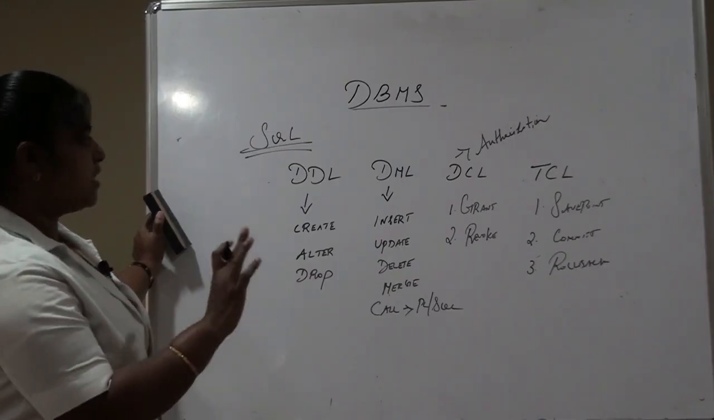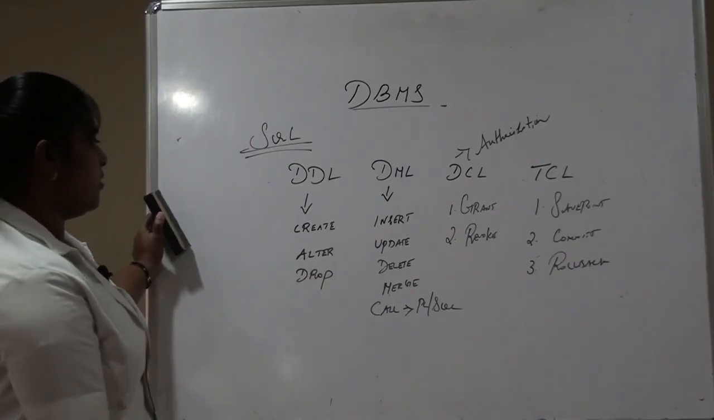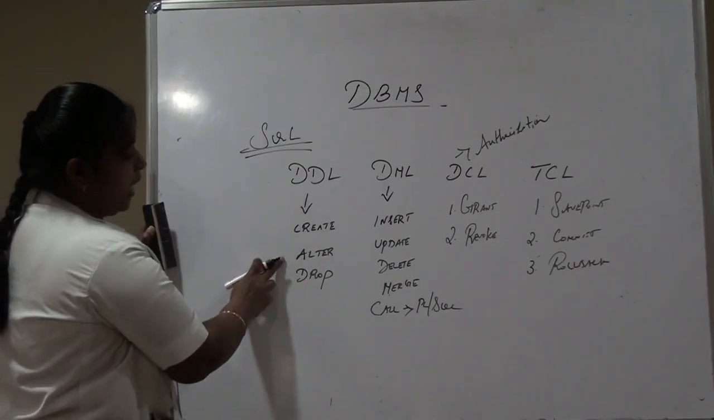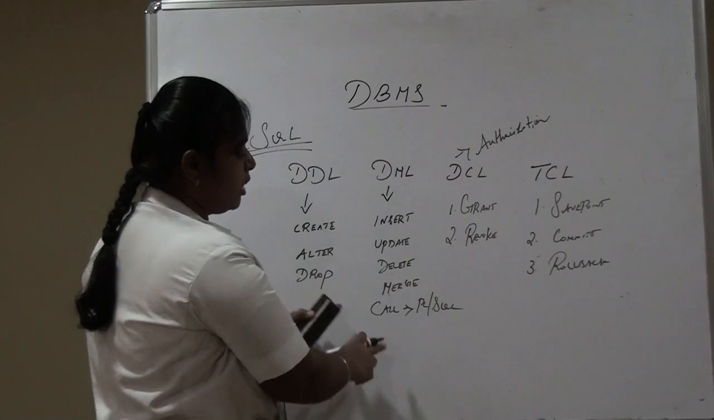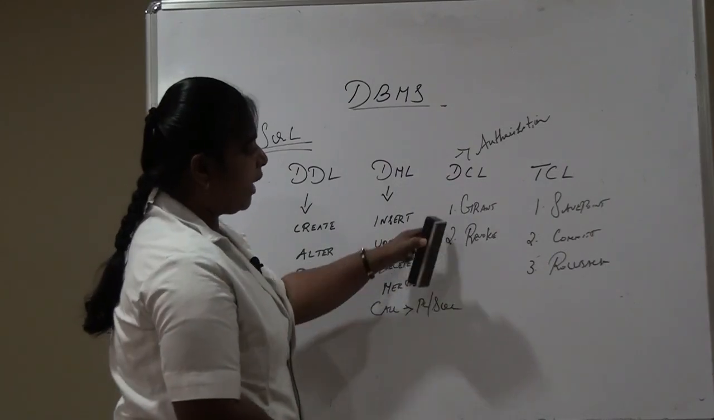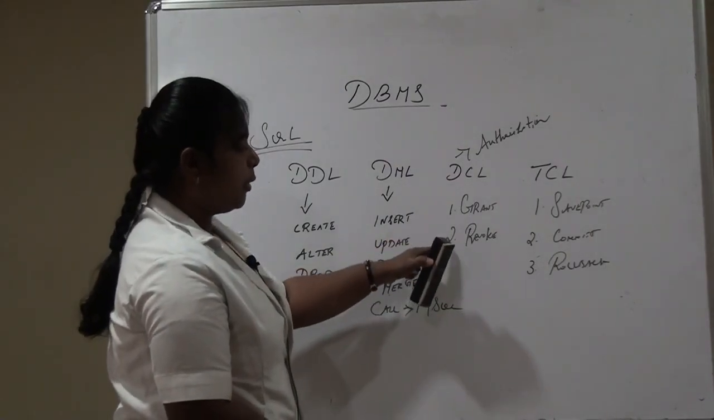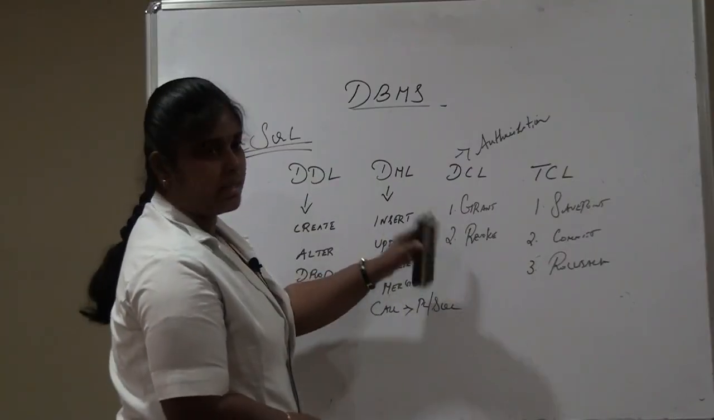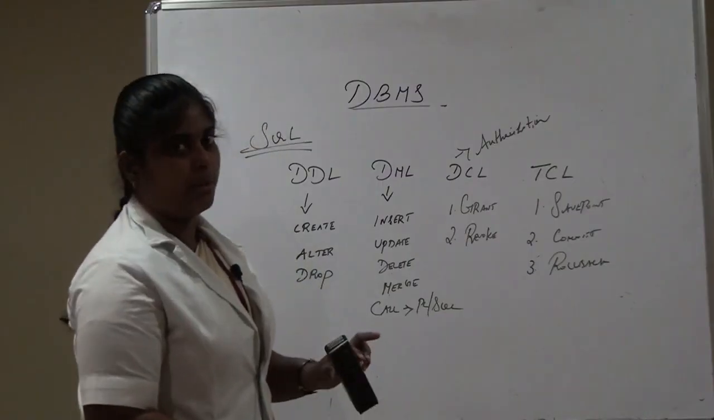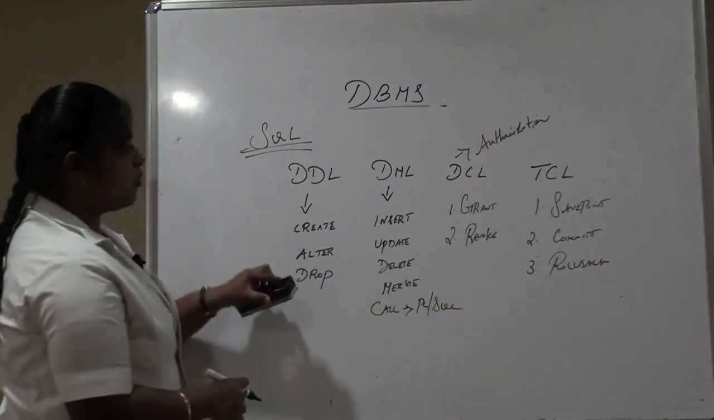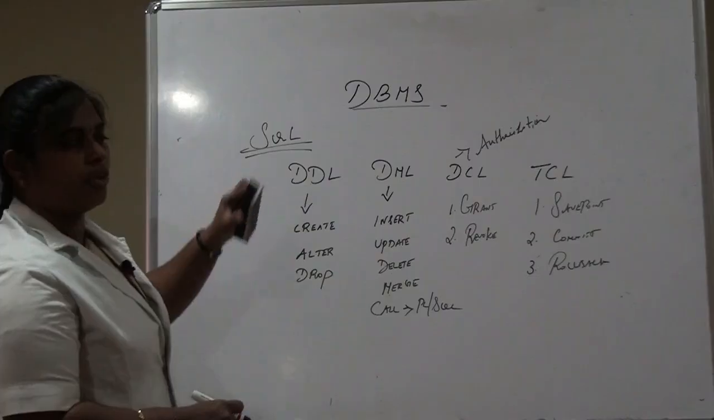These are all the basic queries we see in SQL. DDL: create, alter, drop. DML: insert, update, delete, merge, call routines, PL/SQL. DCL: grant, revoke. Access permission, we revoke the granted access permission. Then transactional control language: commit, rollback, as well as savepoint. These are all the four varieties. First we will see the syntax as well as the example for the DDL.